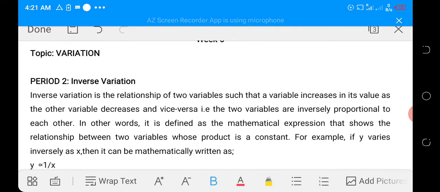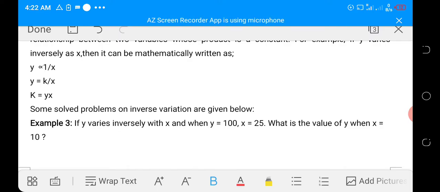In other words, it is defined as the mathematical expression that shows the relationship between two variables whose product is a constant. For example, if y varies inversely as x, then it can be mathematically written as y varies inversely as x. Look at the expression: y varies as 1 over x. The 1 over x there shows that it is inverse variation.